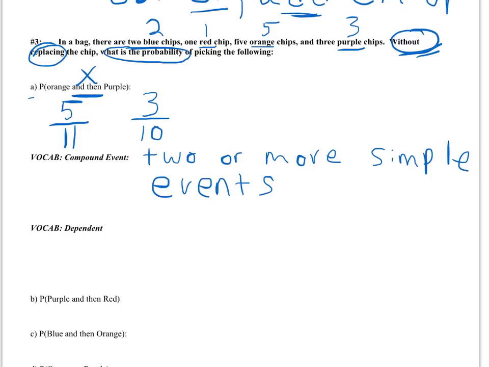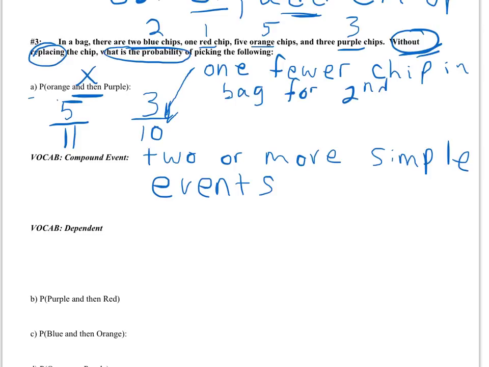Now you may be thinking, well, what if you grabbed a purple on the first one? This 5 out of 11 is assuming that you're actually grabbing that orange chip first. And then you would still have the 3 purples in the bag. You would just have 1 less. So let's actually put a note here, that with this 10, where we got this 10, is that we have 1 fewer chip in the bag for the second pick.